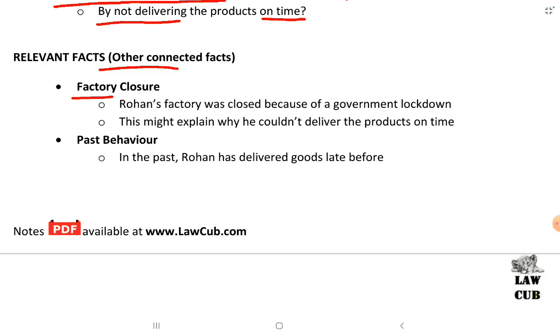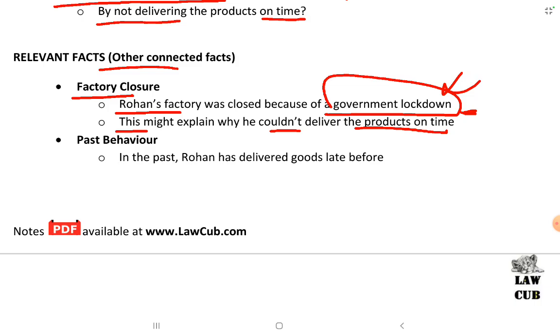Suppose the factory is closed. Rohan's factory was closed because of a government lockdown. Suppose there was a government lockdown, therefore his factory was closed. This might explain why he couldn't deliver the products on time. From this relevant fact, the probability is that he has not breached the contract. It was due to the government lockdown that the products could not be delivered.